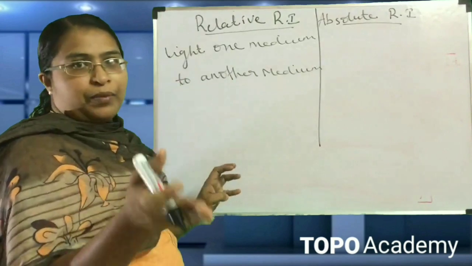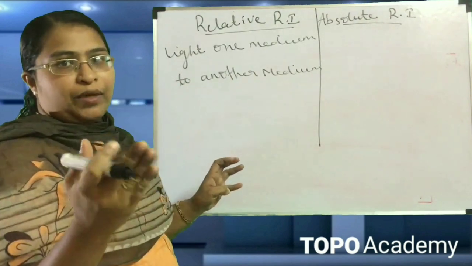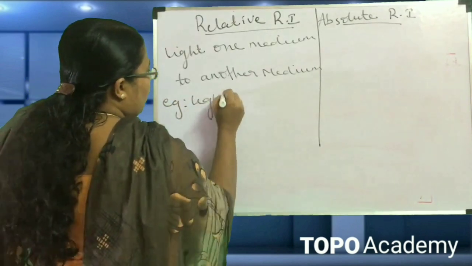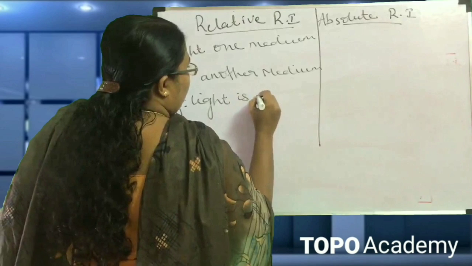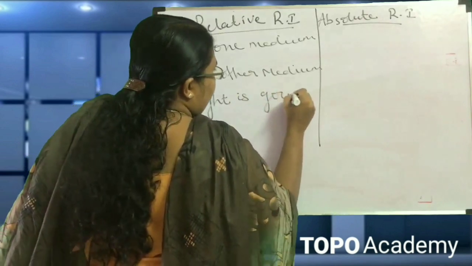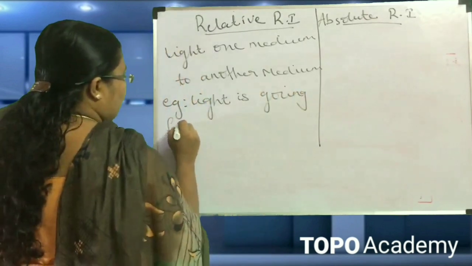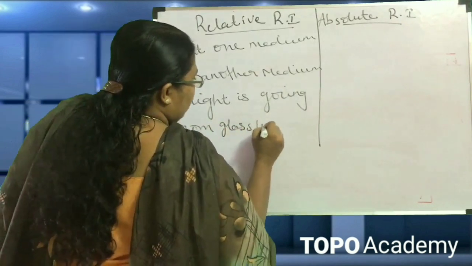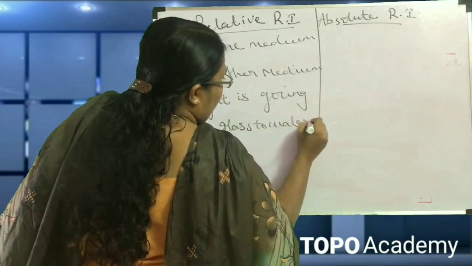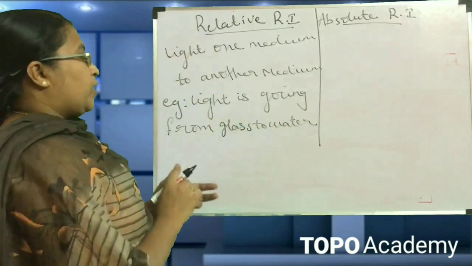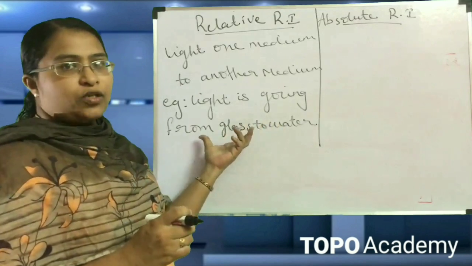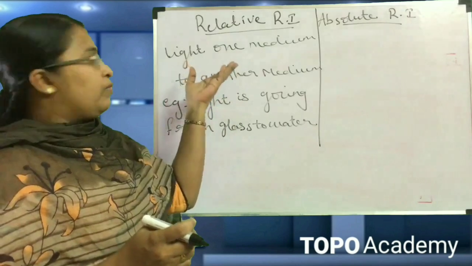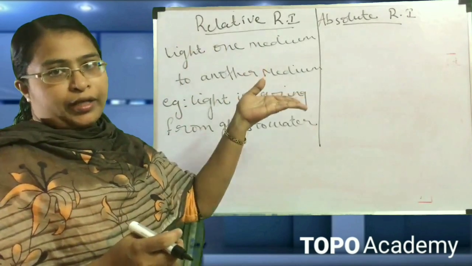Not from air to another medium, but from one medium to another medium. For example, when light is going from glass to water, two mediums are there. Here there is no air. It is going from glass to water, or the light is going from water to glass. So here the light is going from one medium to another medium.